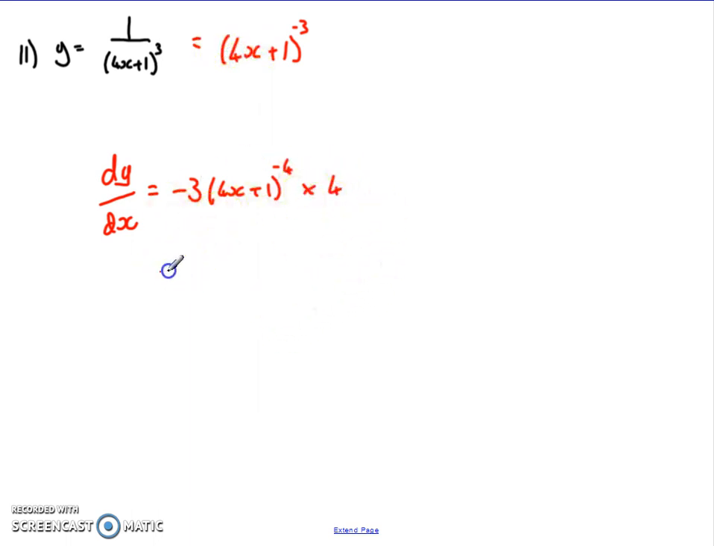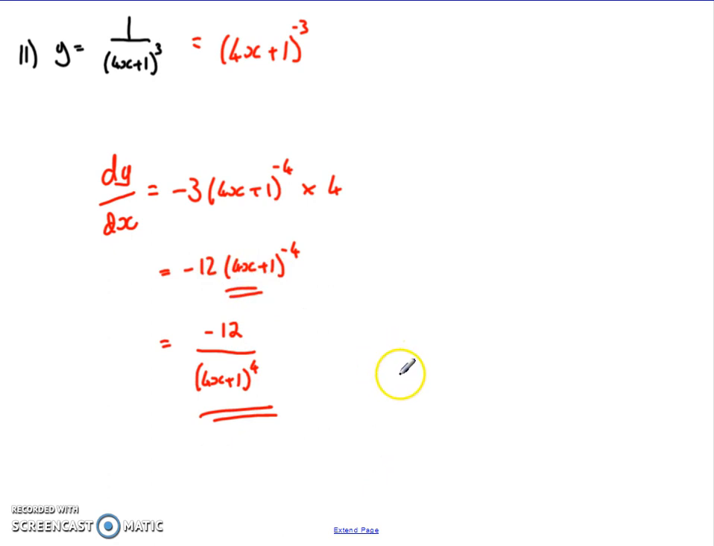Then it's a case of simplifying it. So I end up getting negative 12(4x + 1) to the negative 4. And again, sometimes it might say write this expression with a positive index, and in that case, this part here with the bracket has a negative power, so it becomes the bottom of the fraction. So it becomes the denominator, and we get negative 12 over (4x + 1) to the power of 4. But if it doesn't say to you to do this, this version here would be perfectly acceptable and fine.